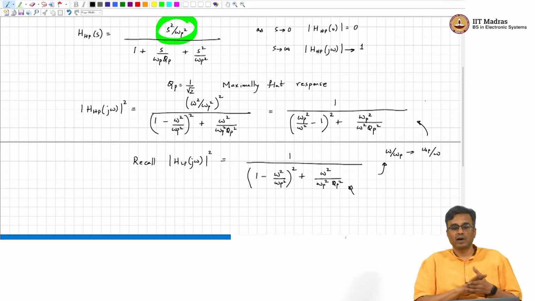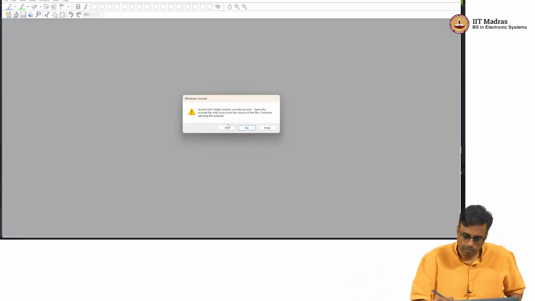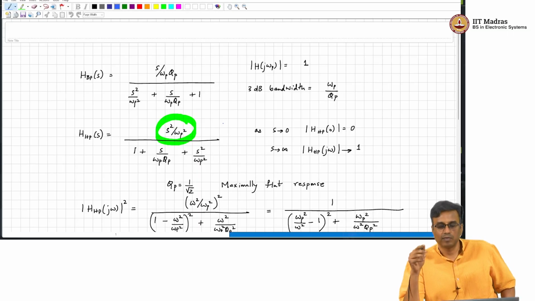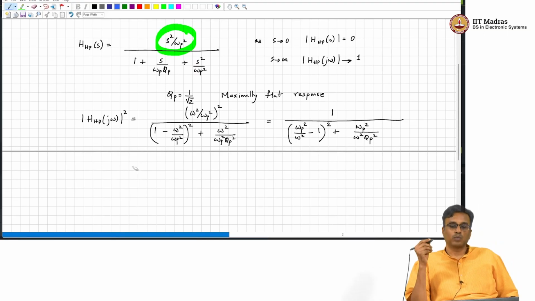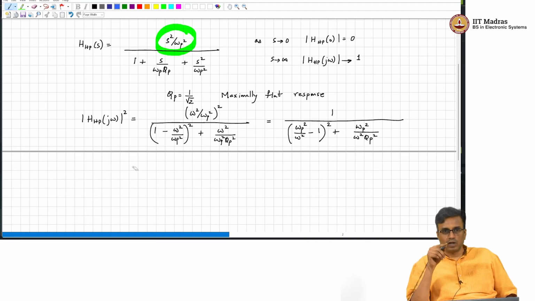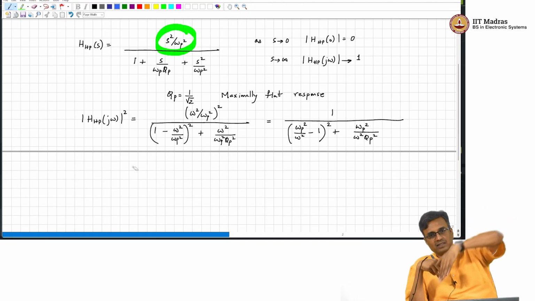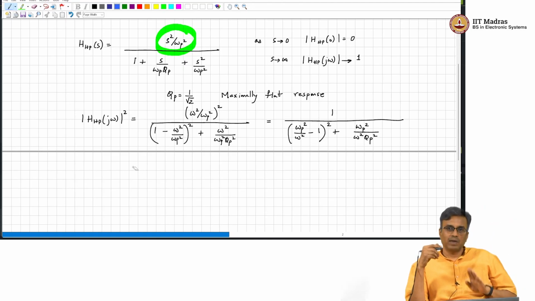So, in the special case of Qp equal to 1 by root 2, the low pass filter had a Butterworth response and its magnitude response was 1 over root 2. Similarly, the high pass filter will also have a response which is 1 over root 2. The low pass response will be maximally flat at DC and start falling off like this. The high pass response will be maximally flat at infinity and, when it goes towards DC, it drops down to 1 by root 2 at omega equal to omega p.